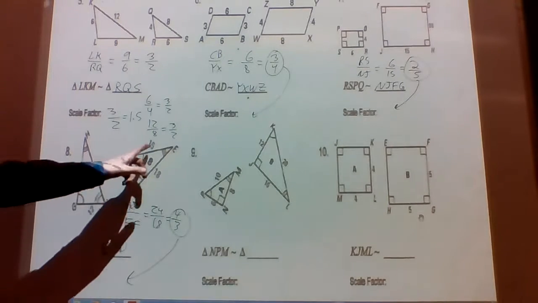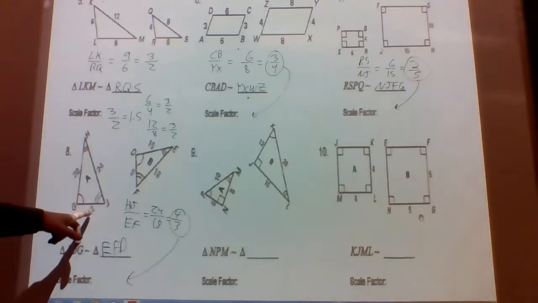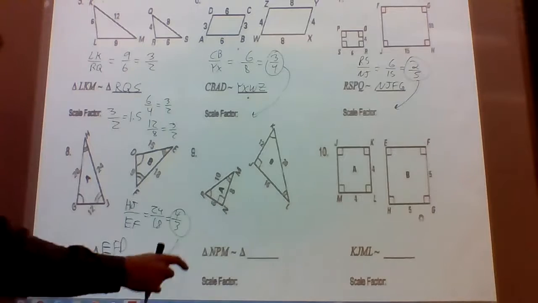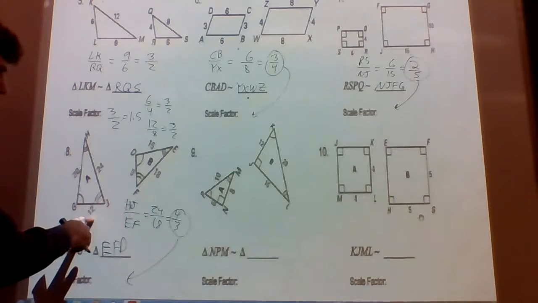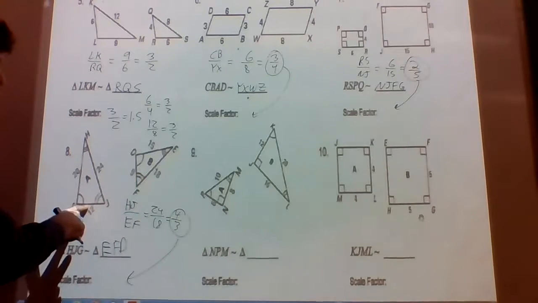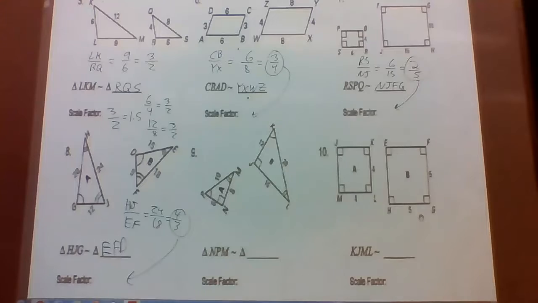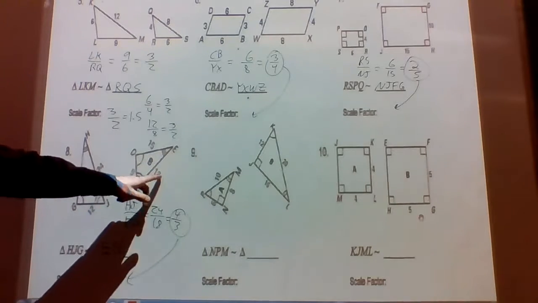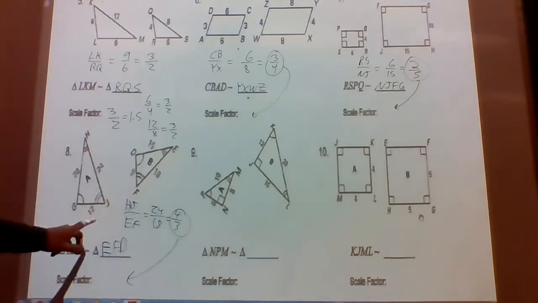We could have also done 20 divided by 15 is 4/3. 12 divided by 9 is 4/3. Okay, we could have also gotten 3/4. So this triangle is 3/4 the size of this one. This one is 4/3 times larger than that one. 9 times 4/3, 12. 15 times 4/3, 20. 18 times 4/3 is 24. And again, vice versa. 24 times 3/4, 18. 20 times 3/4, 15. 12 times 3/4, 9.